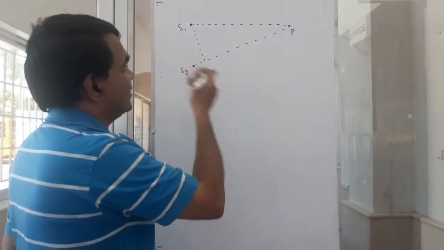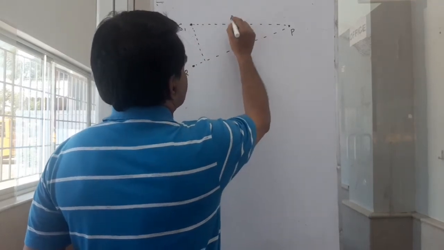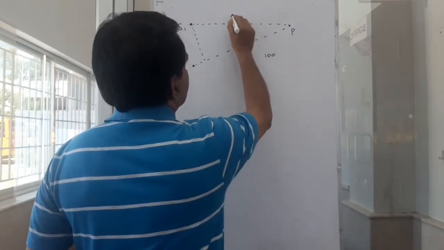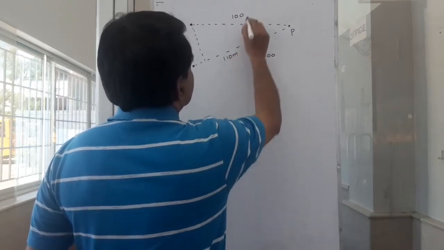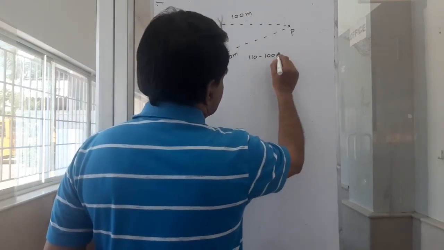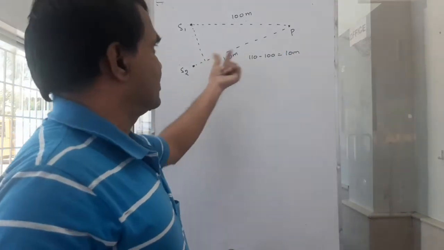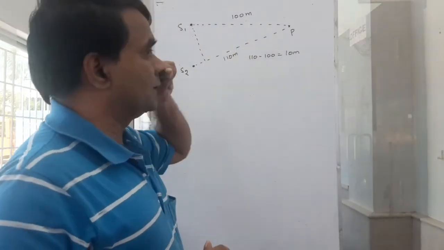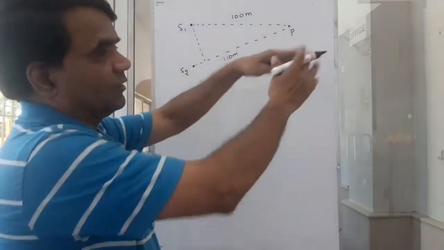For example, let's say this is 100 meters. The first one is 100, and then the second one could be, say, 110 meters. So 110 minus 100 is equal to 10 meters. So that is the distance, the difference in the path lengths of these two waves.